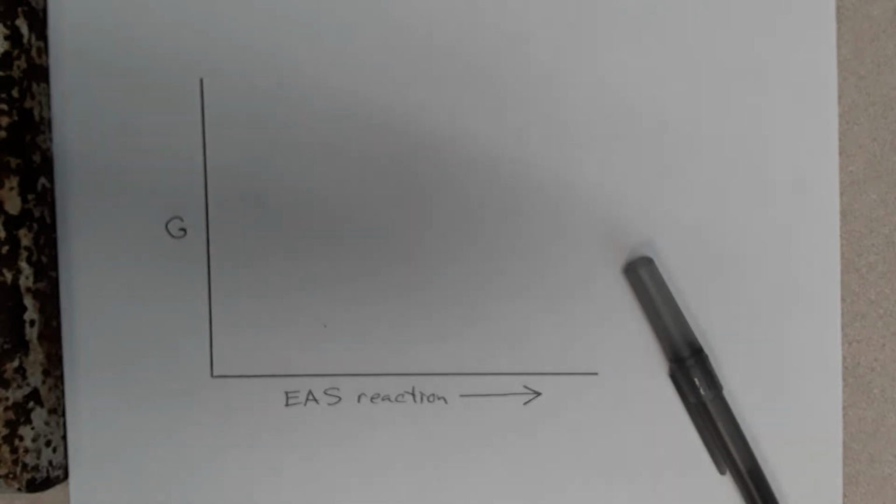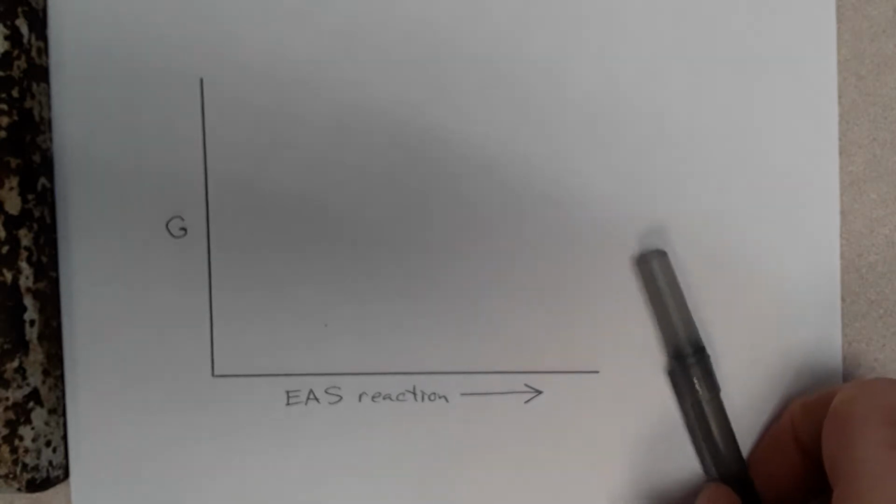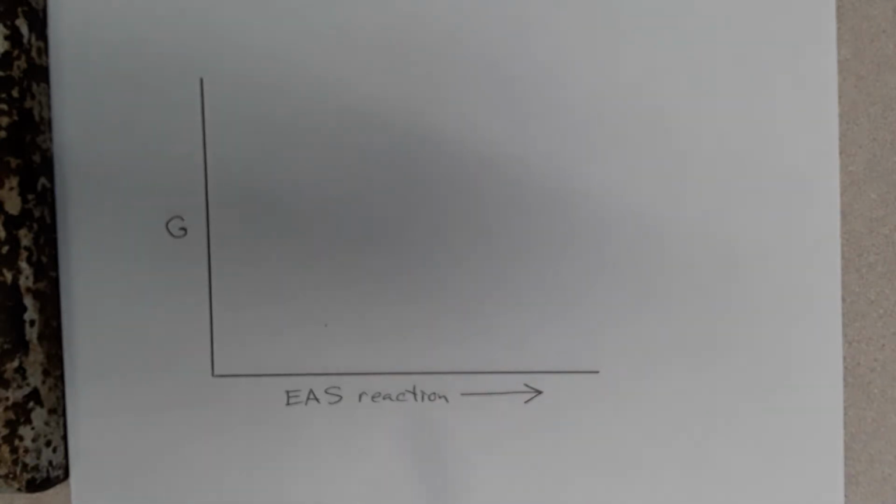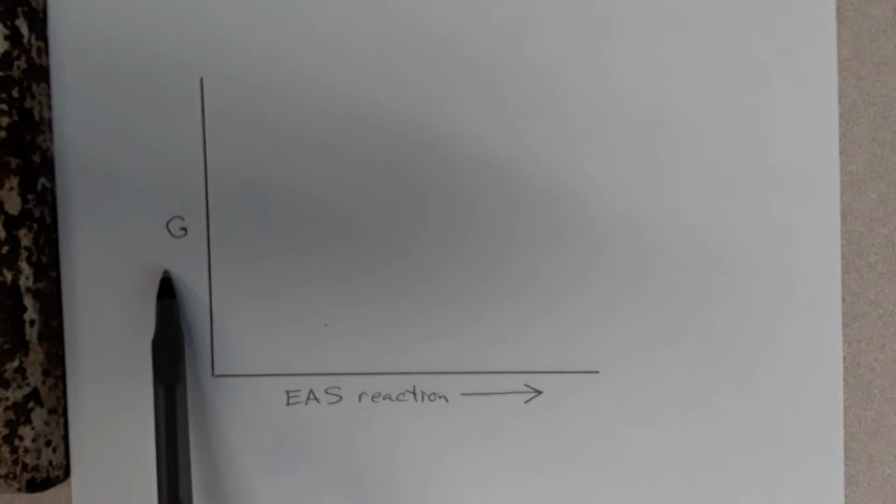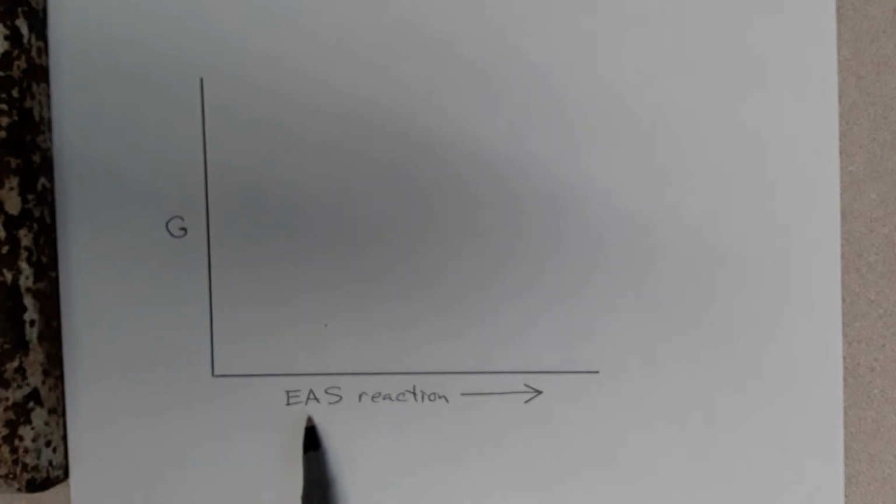Okay, let's draw an energy diagram of the reaction that we have been talking about for the last few videos, the electrophilic aromatic substitution reaction. You should be able to draw an appropriate energy diagram given the amount of information about the mechanism that you already have. And so if we ignore the catalyst, this is a reaction that is how many steps?